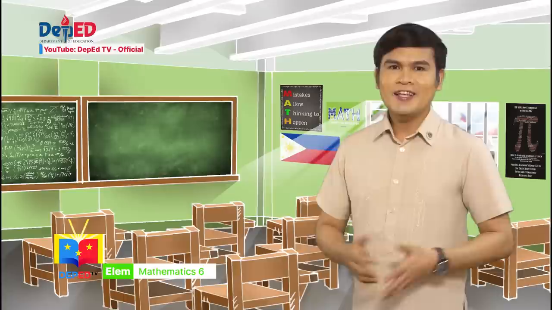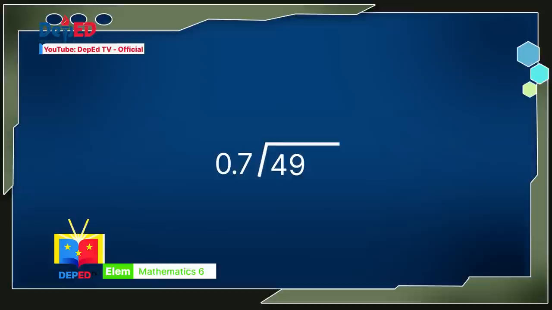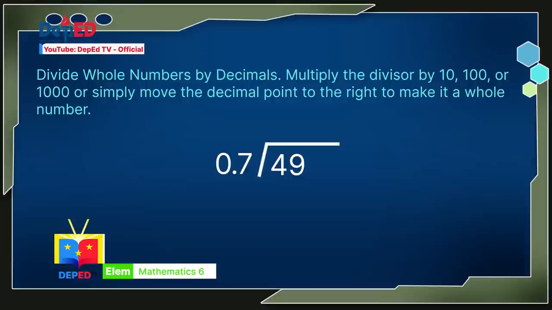Let's try this example. 49 divided by 7 tenths. To divide whole numbers by decimals, step 1. Multiply the divisor by 10, 100, or 1000, or simply move the decimal point to the right to make it a whole number. Since our divisor has one decimal place, multiply the divisor by 10, moving the decimal point one place to the right.